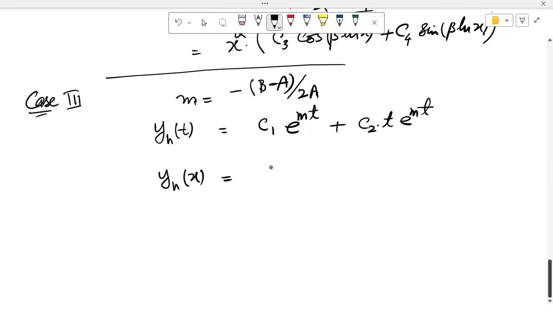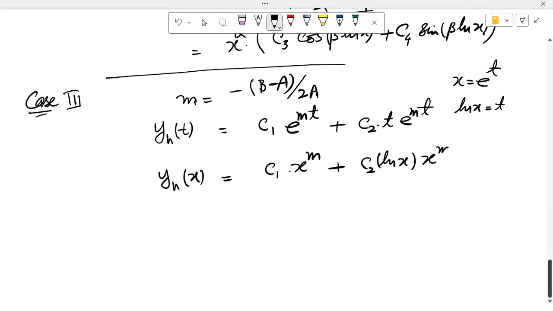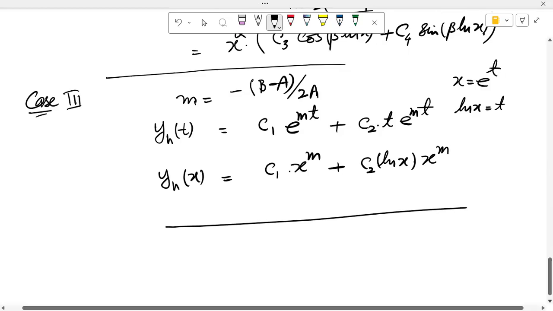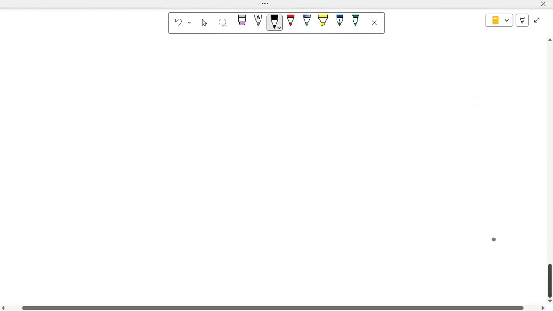And in x, with our substitution, x equals e raised to the power t, so we can write log of x equal to t. So the solution becomes x raised to the power m times c1 plus c2 times log of x. So that's how we write the homogeneous solutions of the Euler-Cauchy equation.